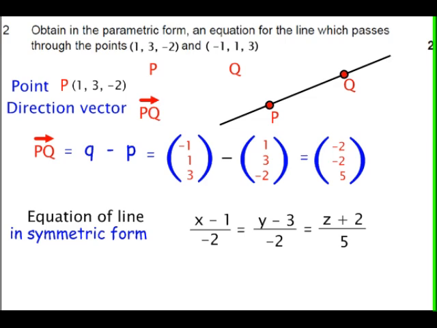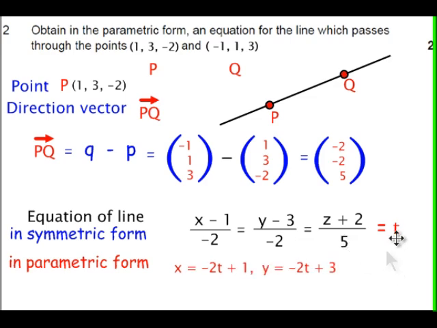We're asked to give it in parametric form, so we set these equations equal to a parameter t, say. And then by rearranging, taking the minus 2 across and multiplying, minus 2t, taking the minus 1 across to give plus 1, we get our parametric equations. So the x will be negative 2t plus 1, negative 2 times t is negative 2t, plus 3 will be the y, and finally taking the 5 across is 5t minus 2 for our z. And these are the parametric equations for this line.